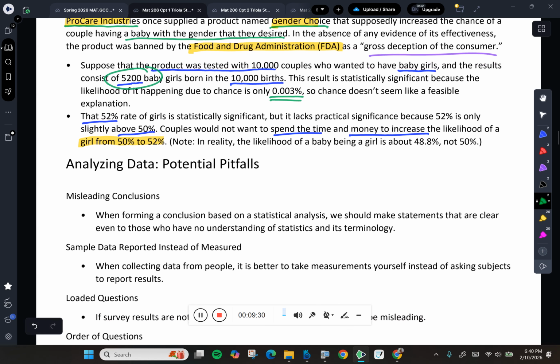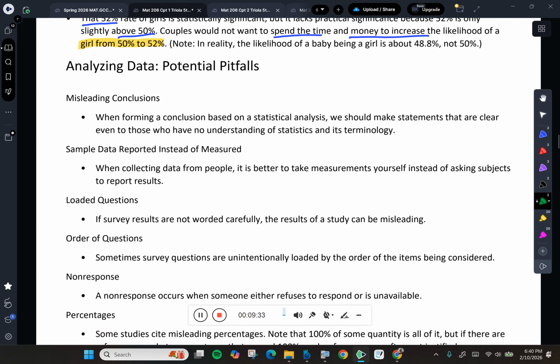Right? All right. Now, when you're analyzing data, there are pitfalls. There are potential things that can go wrong, right? One thing that could go wrong is we could have misleading conclusions, right? Where people make statements that they clearly should not make because they have no understanding of these statistics or the terminology or things like that, right?